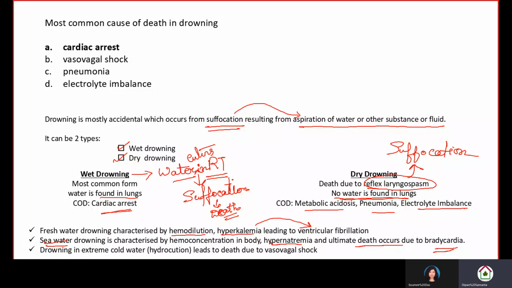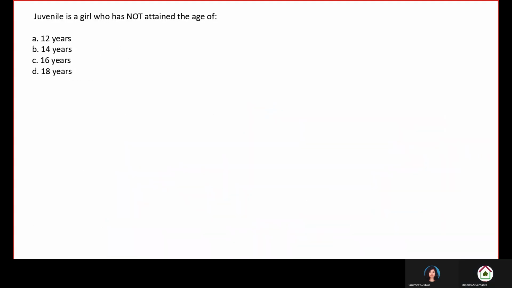Another thing is drowning in extreme cold water is called hydrocution. It leads to death due to vasovagal shock, due to extreme cold water. Okay, so this is about drowning.